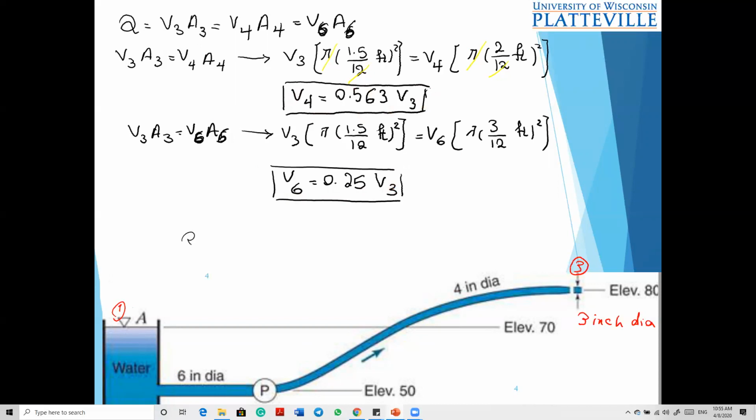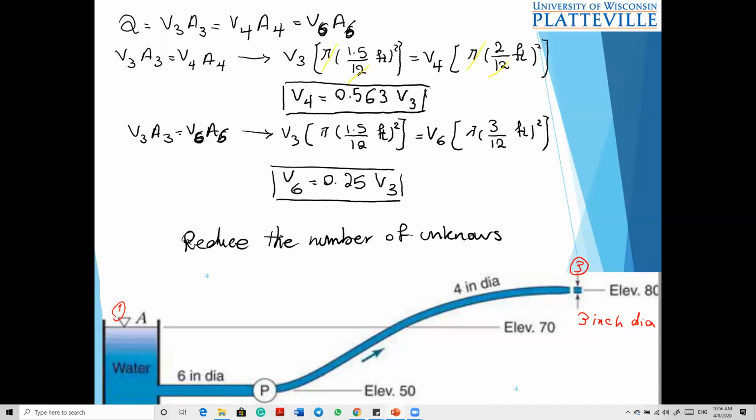We can reduce the number of unknowns. So usually in this type of problem, we have a lot of unknowns. So it depends on us how to use all these equations we know to solve this problem. All right, so we know everything's based on V3.